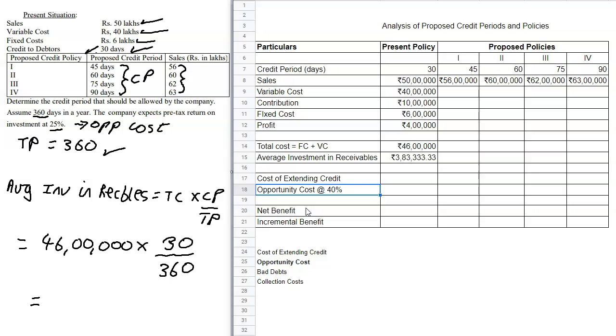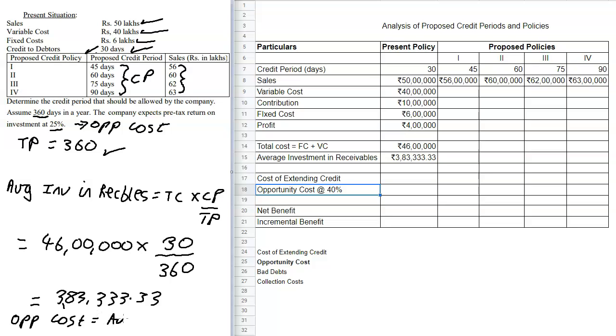Alright. So as far as calculating opportunity cost is concerned, you need to keep in mind, first of all, I've done this. I'm just writing down the answer, which is already there, but okay, just for the sake of completeness. Now, opportunity cost formula: opportunity cost is equal to average investment in receivables multiplied by the rate that is given to us. Okay, so over here they mentioned they want a return of 25%, so multiplied by whatever rate is given.